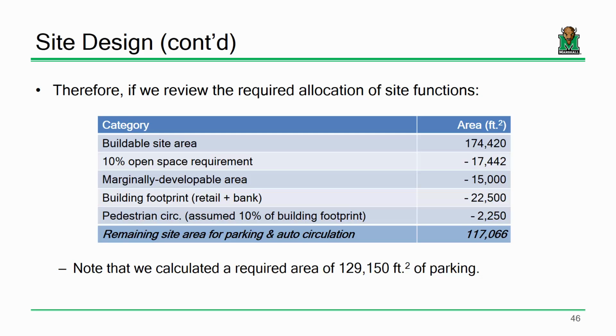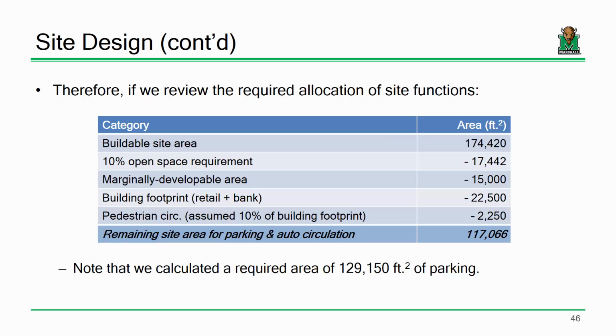Okay? Now, when I do my buildings, I promised ground floor space to the bank and to the Banana Republic. So let's say that all the office space, let's be conservative, let's say all the office space is on the second, third, and fourth floor. It's not taking up ground space on the lot. So the building footprint, we're going to say, is only 22,500.